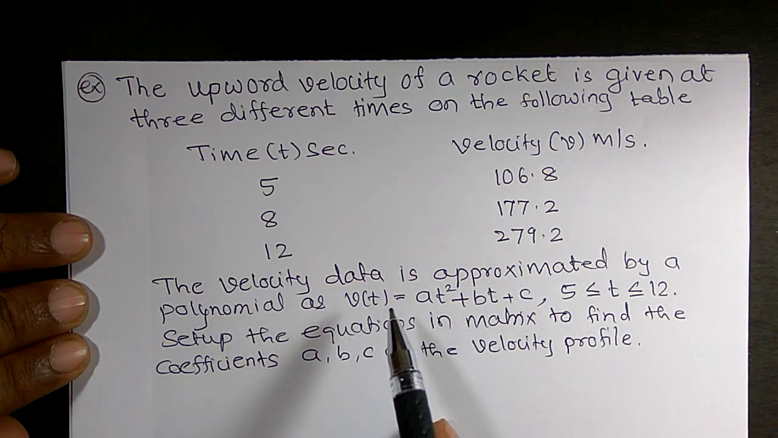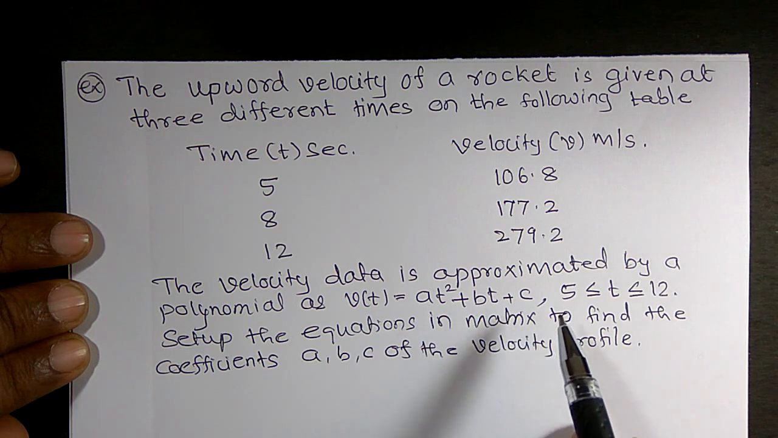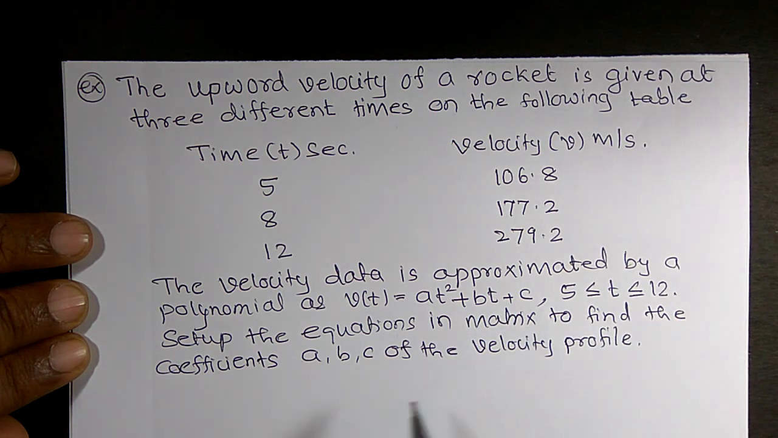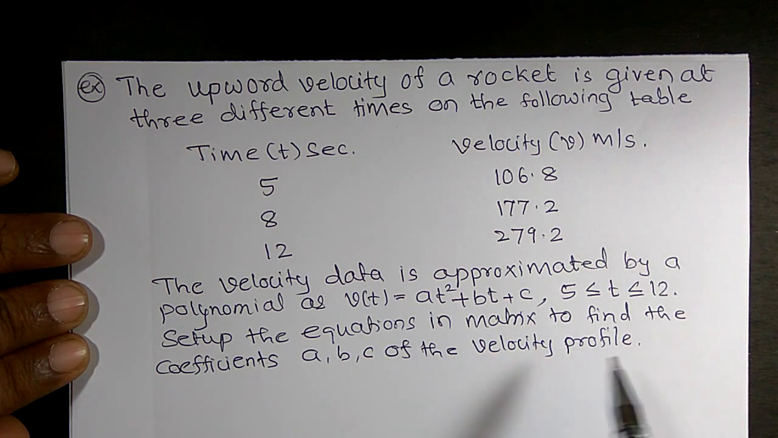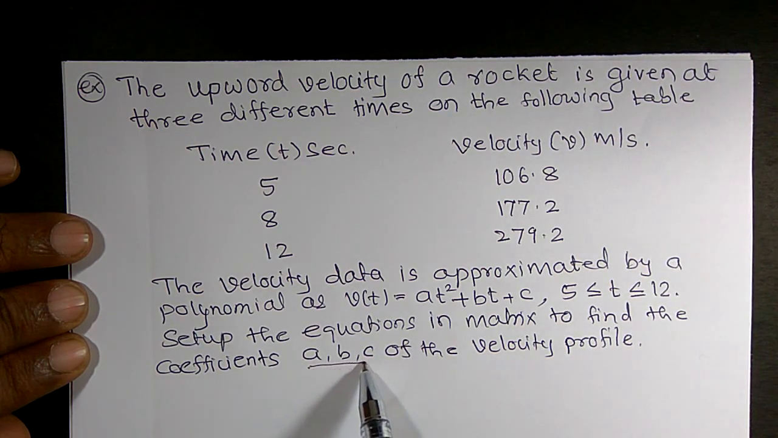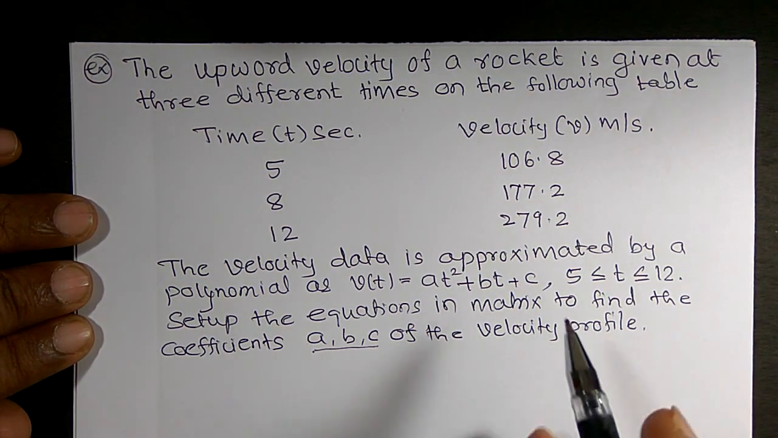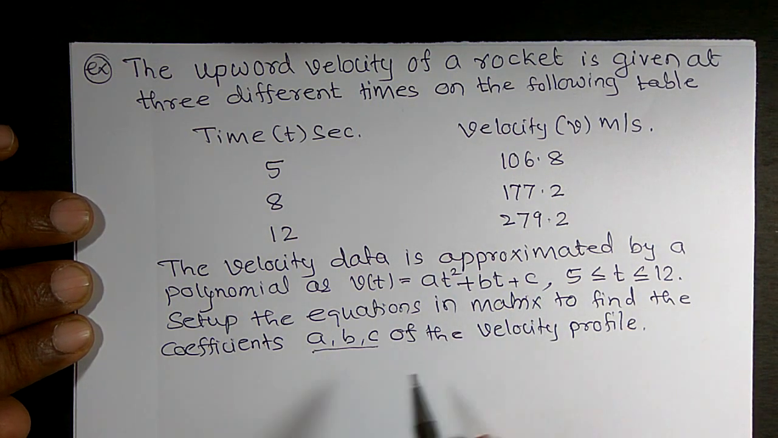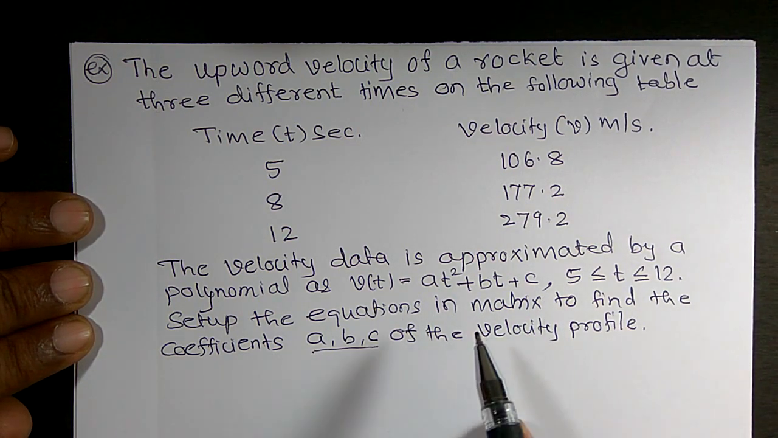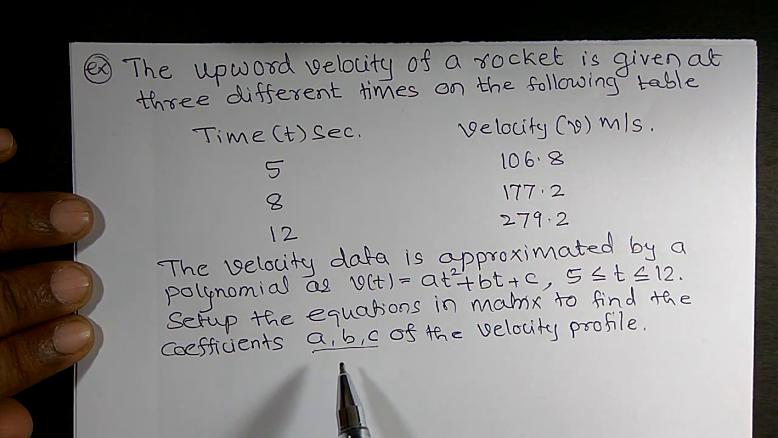The velocity data is approximated by a polynomial as v equal to at square plus b into t plus c, where t lies between 5 and 12. Set up the equations in matrix form to find the coefficients a, b, c of the velocity profile. So this is the given information. Now you want to write down a system of linear equations using the given information. Then you are able to find out a, b, c.